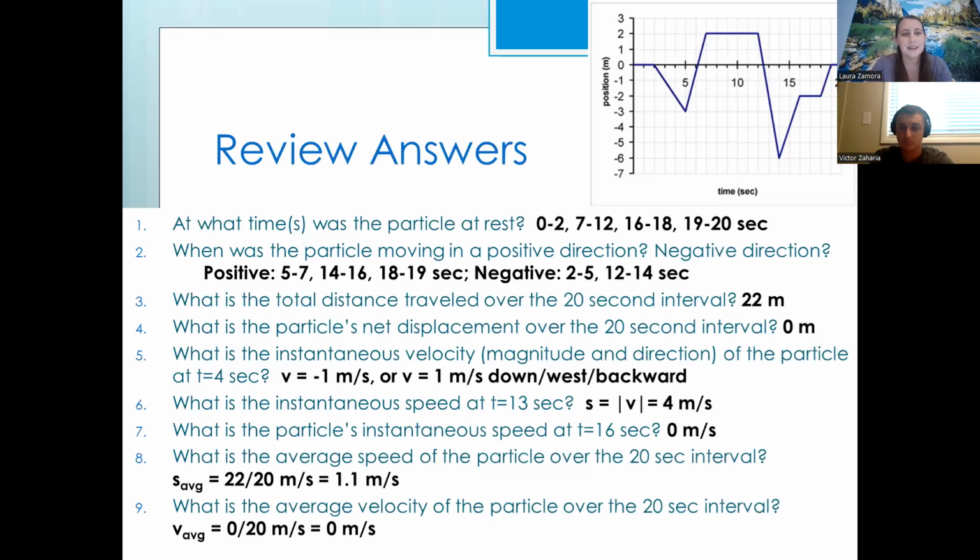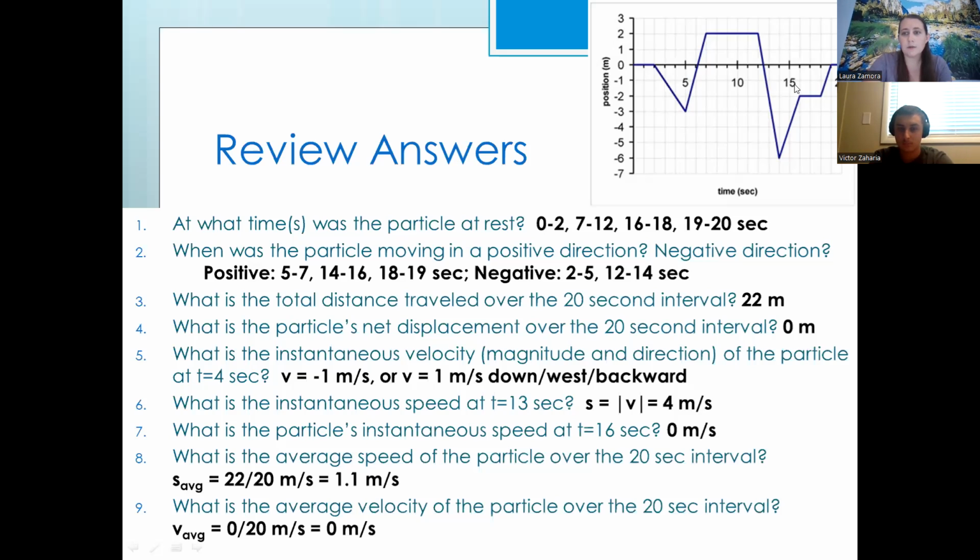Okay. Awesome. All right, so number 8, what is the average speed over the 20-second interval? Remember, average speed is total distance divided by the total amount of time. We calculated total distance in number 3 as 22 meters. So we divide it by that time interval of 20 seconds. We get an average speed of 1.1 meters per second. And then number 9, what is the average velocity over that whole time frame? Average velocity is displacement, or the change in position, divided by that time interval. So if our displacement is 0 meters, then our average velocity is 0 divided by 20, which is 0 meters per second.